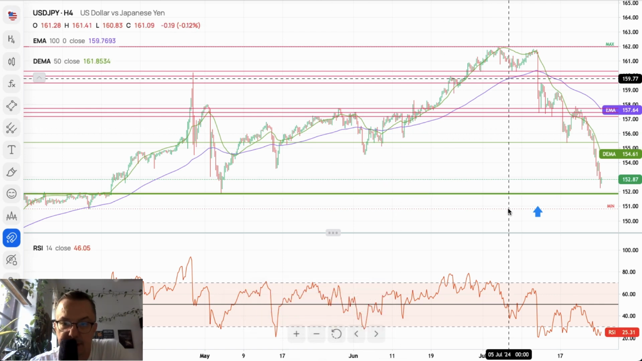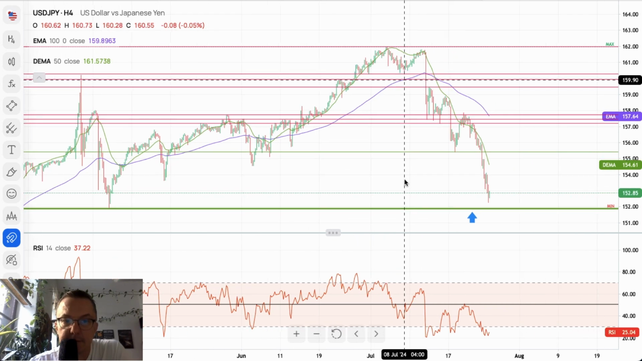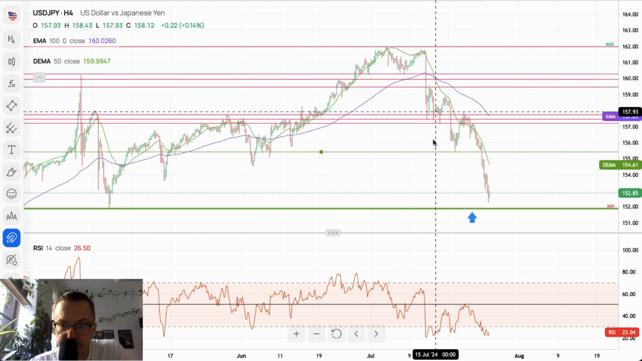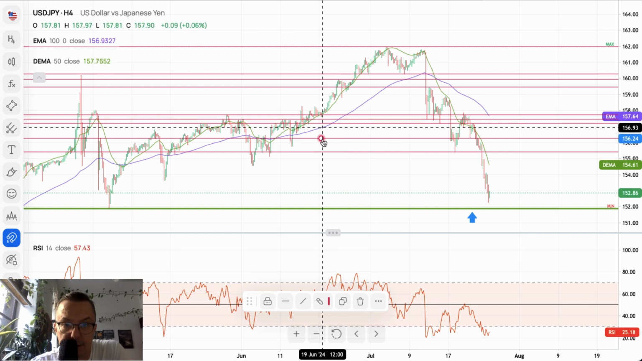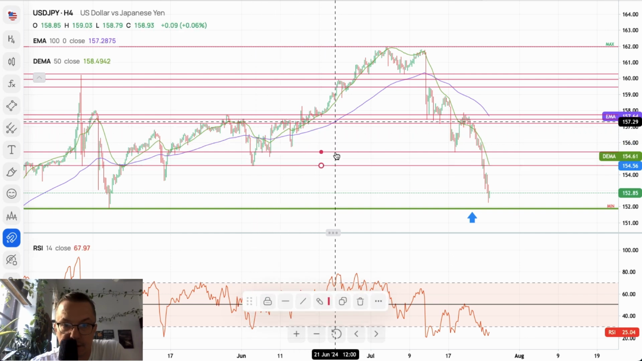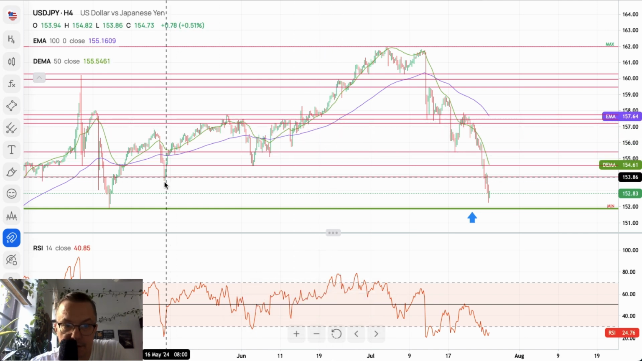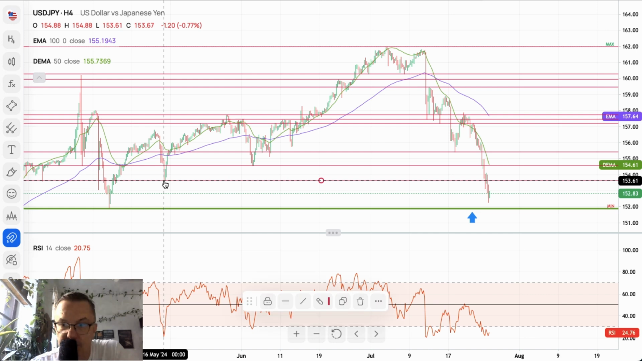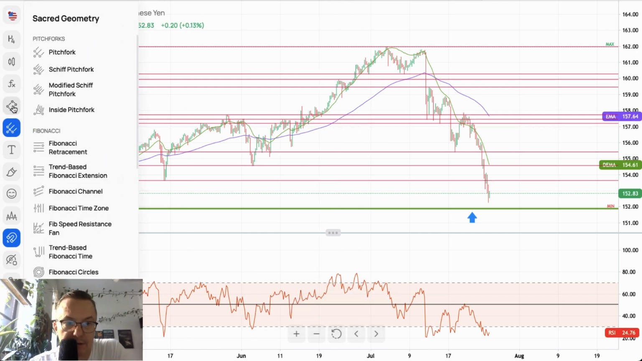151.87. So this is the big green support zone, big level. This level now, 153.39, is technical resistance, and this level here is now the technical resistance, 154.56, and one more level here. All of these lows are now technical resistances, 153.61. Please notice that we deteriorated already.